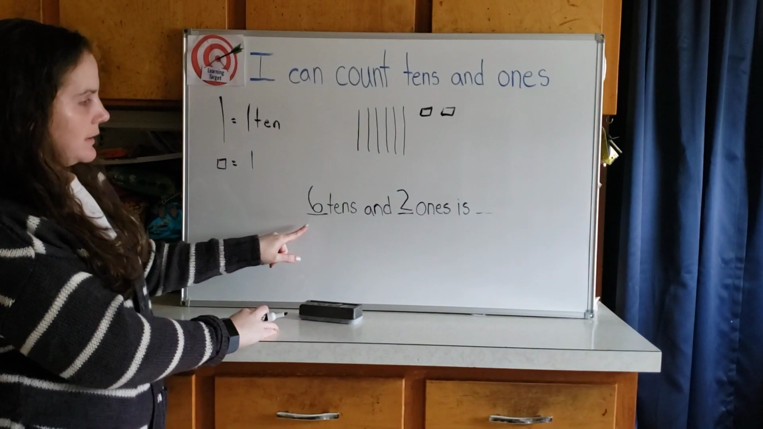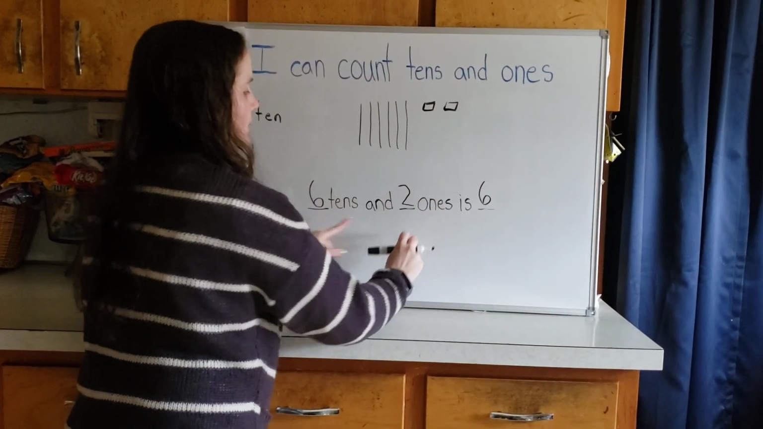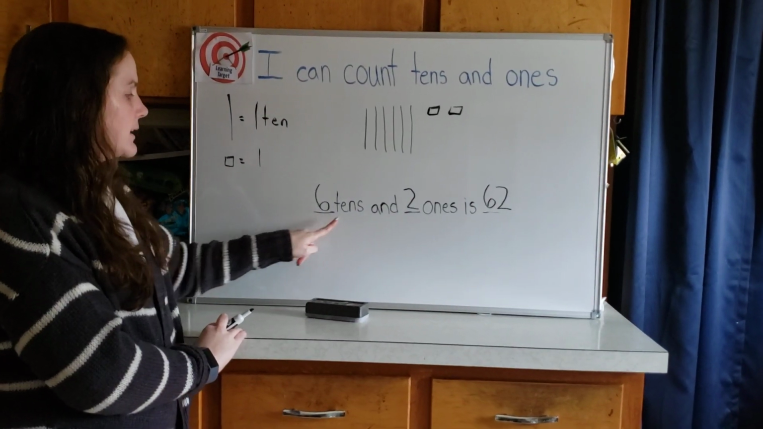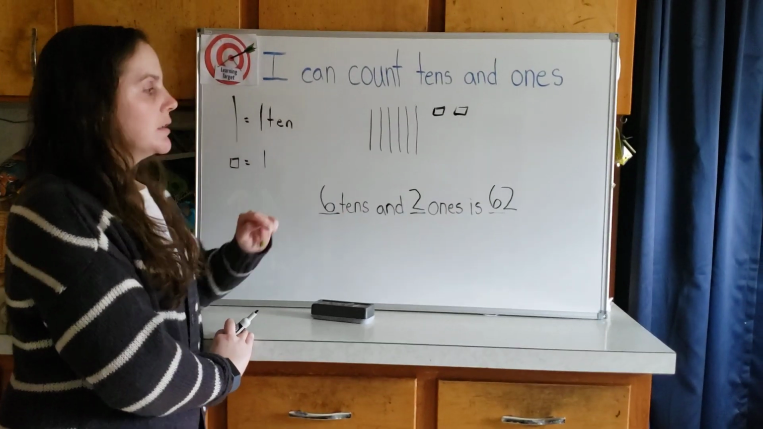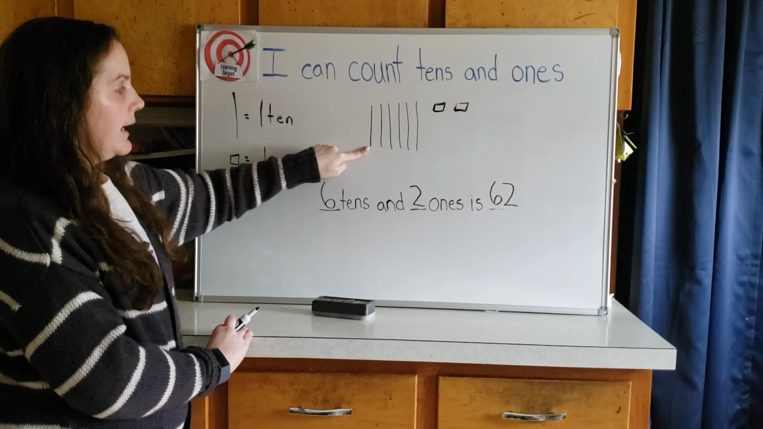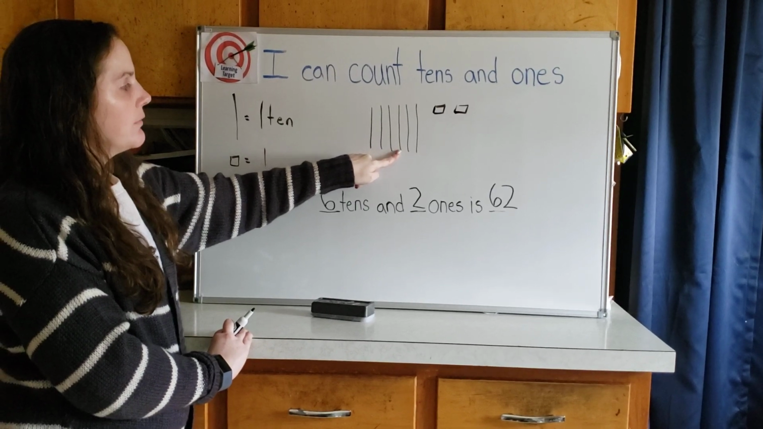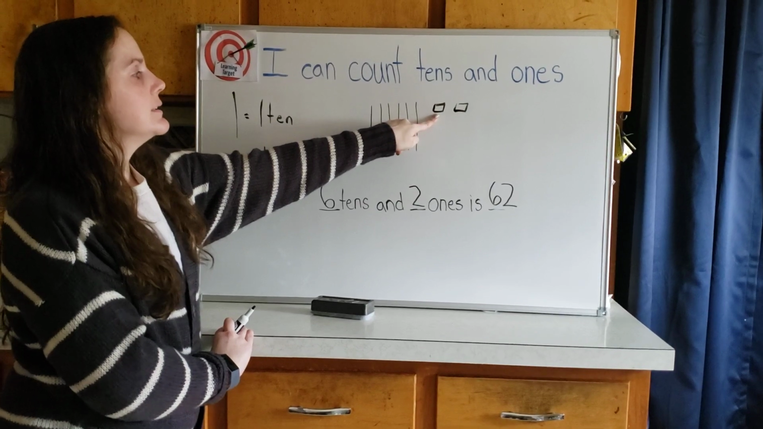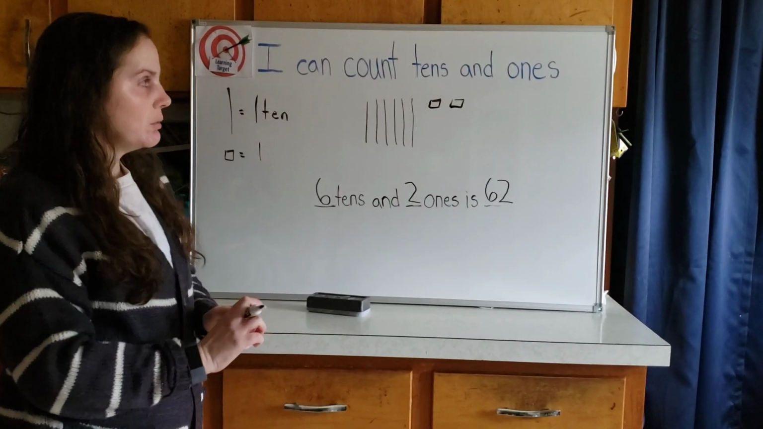All right, now we have to put our tens and our ones together. So let's take our 6 and our 2. So the sentence should say 6 tens and 2 ones is 62. But just to be sure, let's go back and count it. 10, 20, 30, 40, 50, 60, 61, 62. It matched, so we were right.